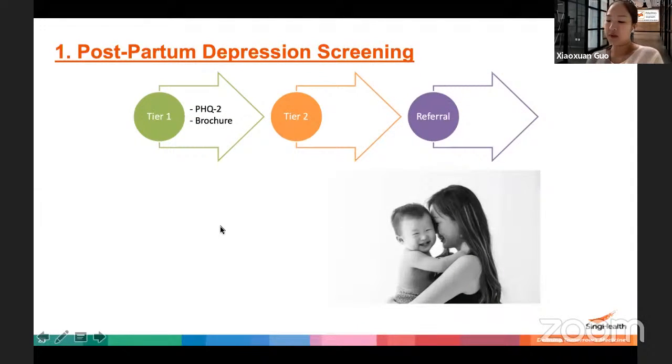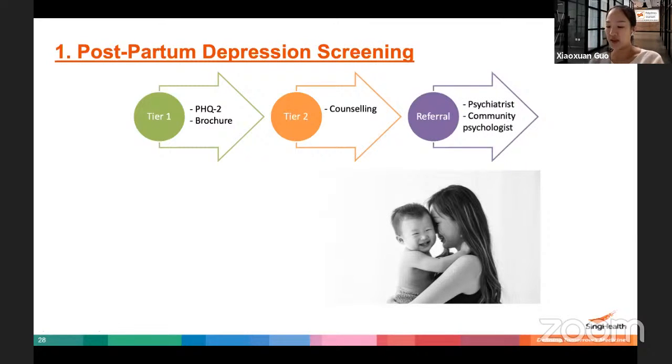To screen for postpartum depression, we incorporate the quick and simple PHQ-2 into the first most standard infant outpatient visit, which is at the 2 to 3 month old time point. We also hand out brochures on postpartum depression to create awareness. If the mom screens positive, she goes to Tier 2, where a nurse will provide counseling. After which, they are either referred to a psychiatrist or to our community mental health partner.